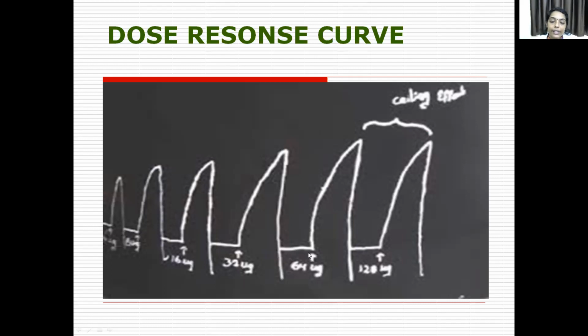The dose that produces the ceiling effect is called the ceiling dose. Listen to this class carefully. It will help you a lot in your next assessment, and most of your questions will be from today's class. So the maximum response that is elicited is called the ceiling effect, and the dose that produces it is called the ceiling dose.